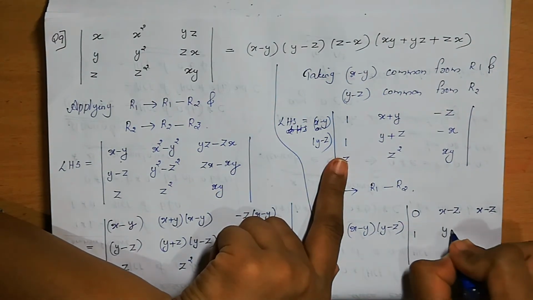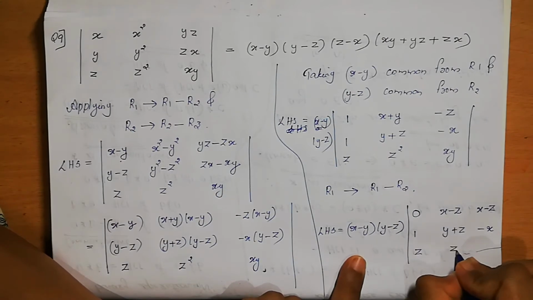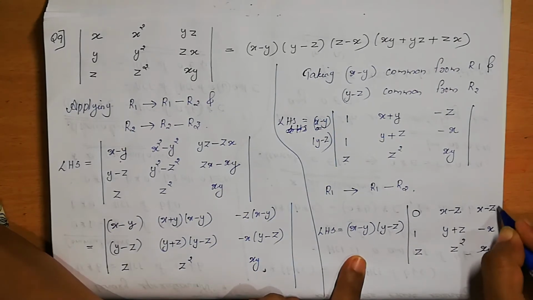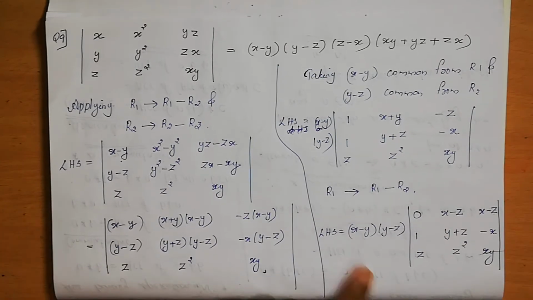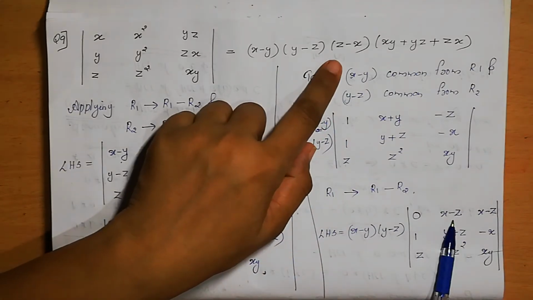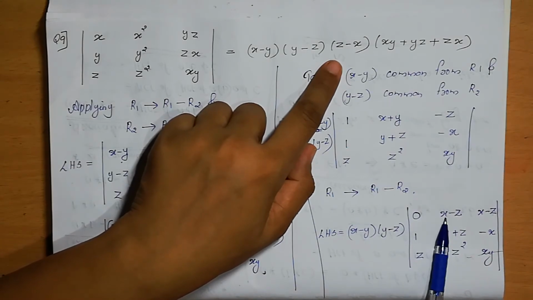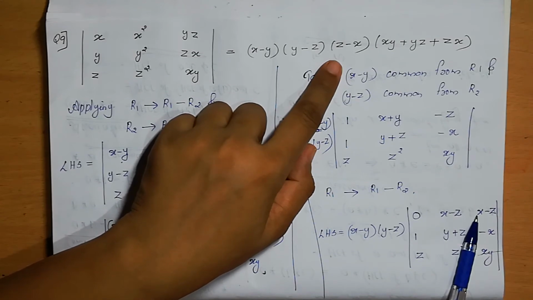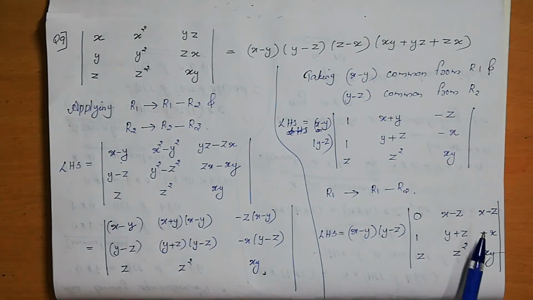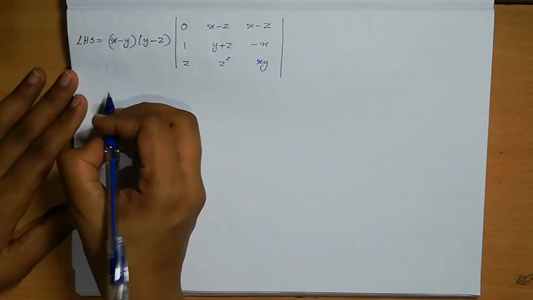1 y plus z minus x, z square xy. So next step we are going to take x minus z common from row 1, but instead of x minus z what I am going to take? Z minus x. Z minus x means what I can write over here? Minus 1 I can write, correct. So minus is common means what we will get? Z minus x. Here also minus is common means Z minus x I will get. So next one I am going to take Z minus x as common. Next we are going to take x minus z common.